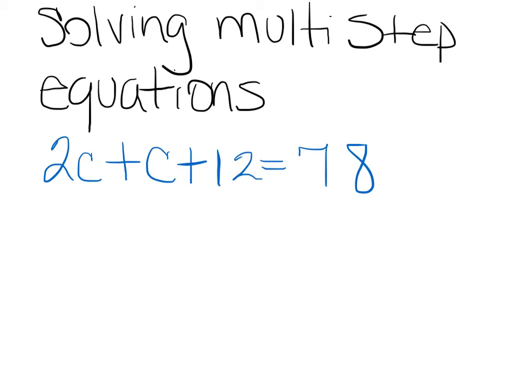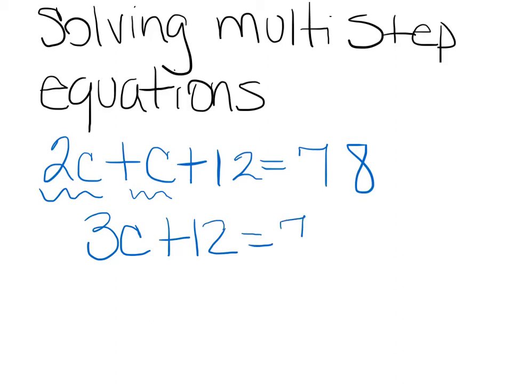Because here we have 2c plus c. So we have to combine the like terms before we can solve anything. So 2c plus 1c is going to give us 3c. 3c plus 12 equals 78. And you just bring the 12 down because you don't have to do anything else with it just yet.